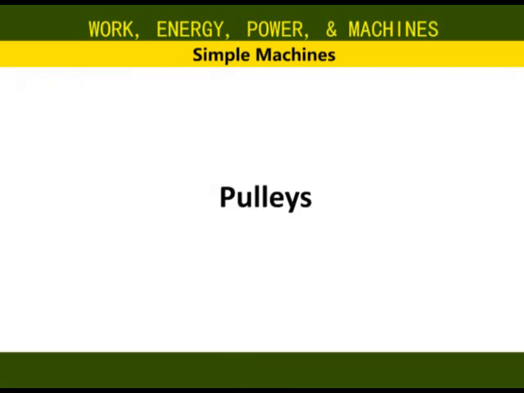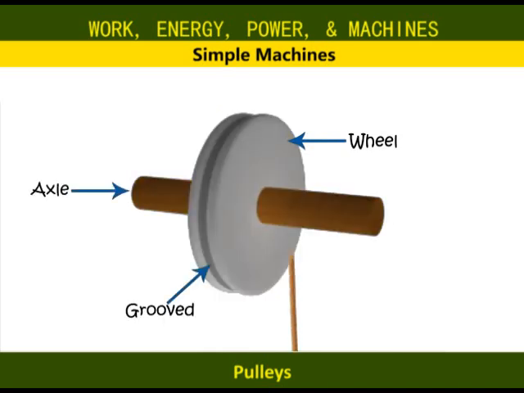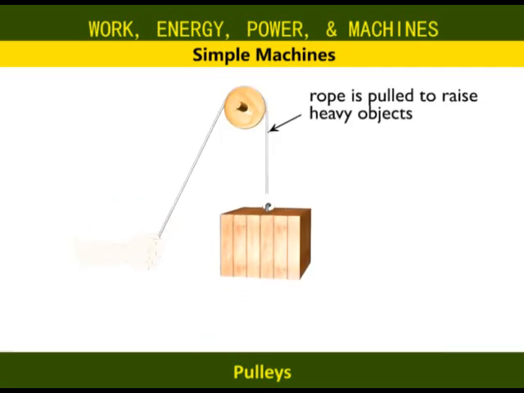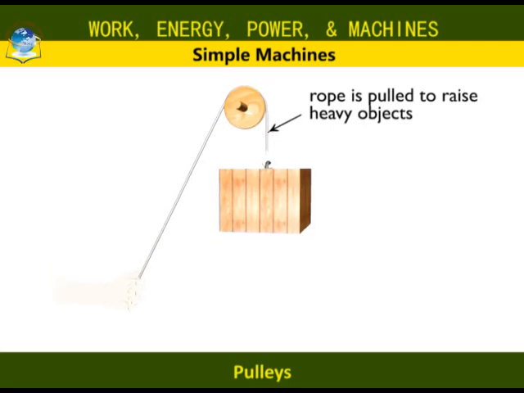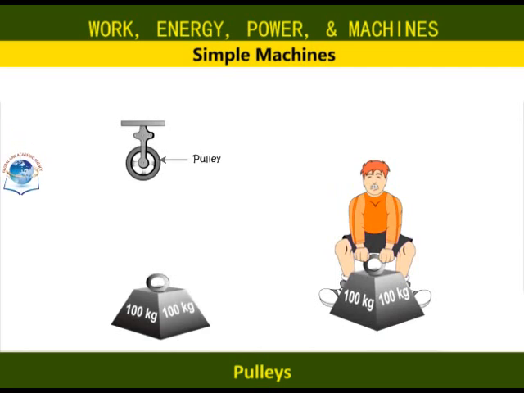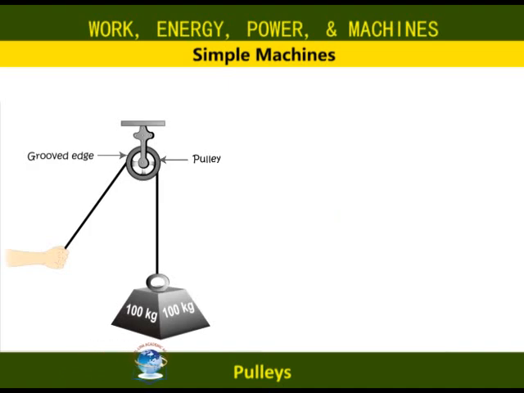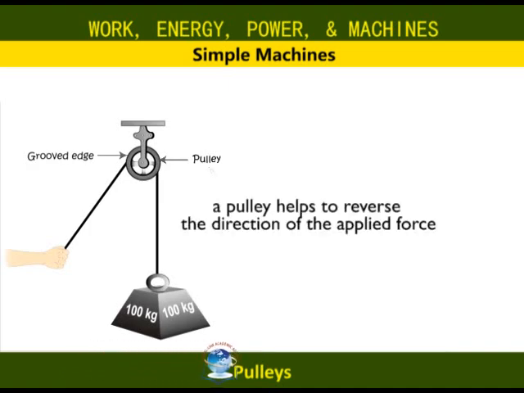Next is pulleys. A pulley is a wheel with an axle where the edges of the wheel are grooved so that some rope can pass through this groove, and this rope is used to raise heavy objects. If one doesn't have enough strength to lift a heavy load, they can use a simple pulley. One end of the rope is attached to the object and passes through the groove, and the other end of the rope is free and can be pulled to lift the object. A pulley helps to reverse the direction of the pulling force.